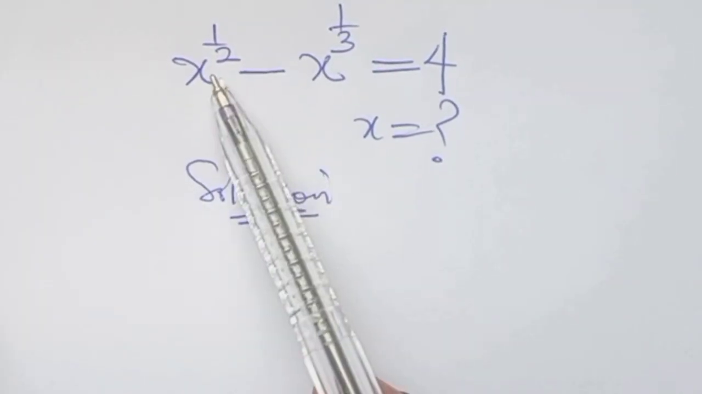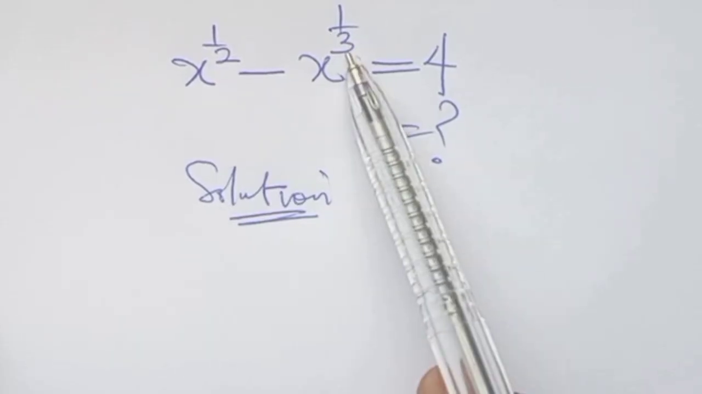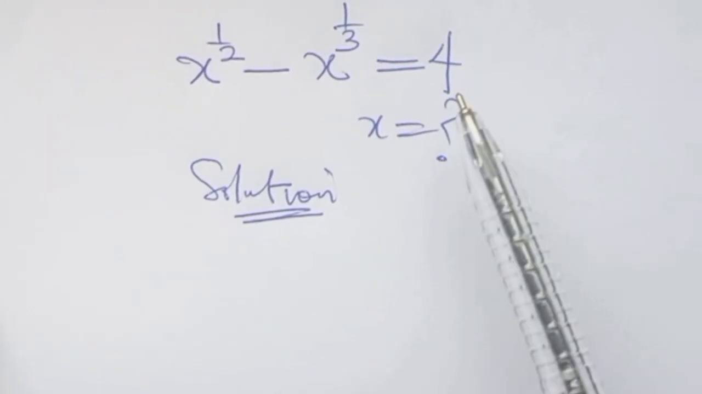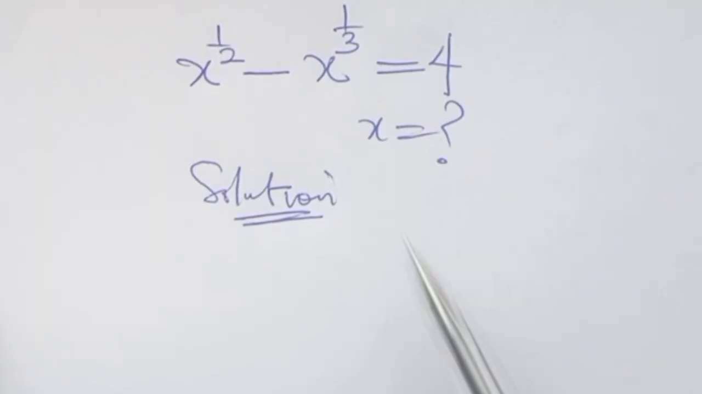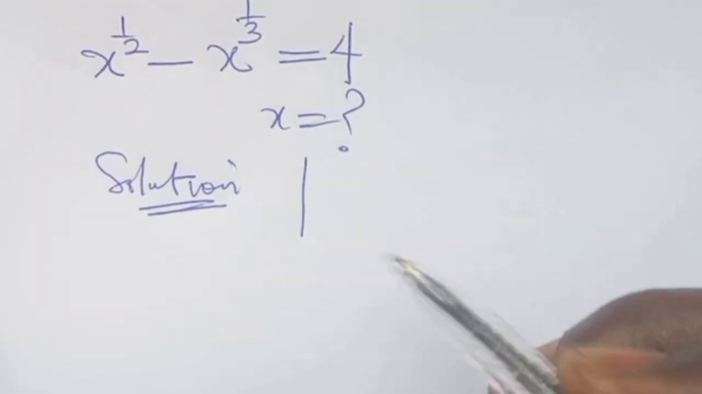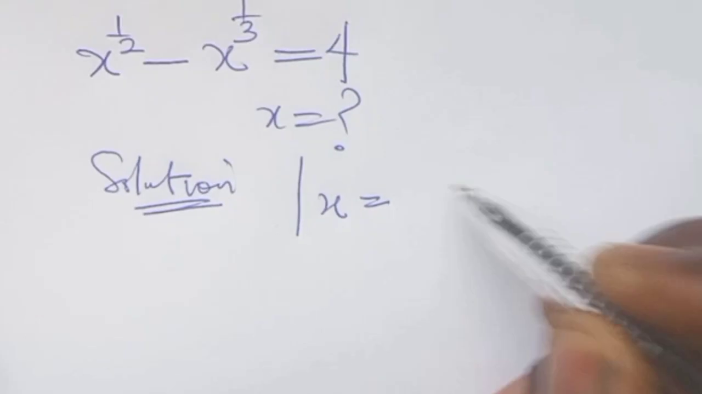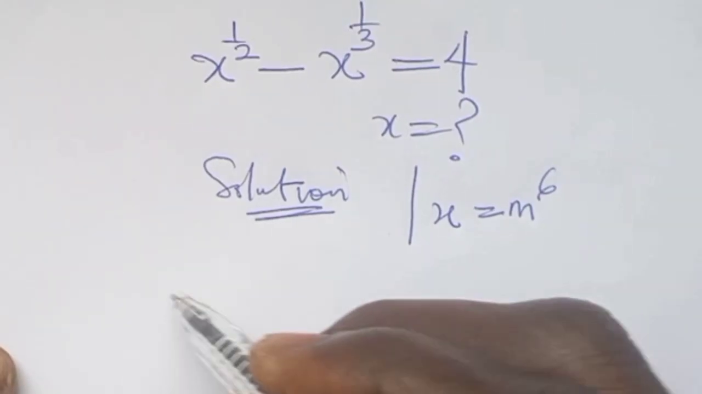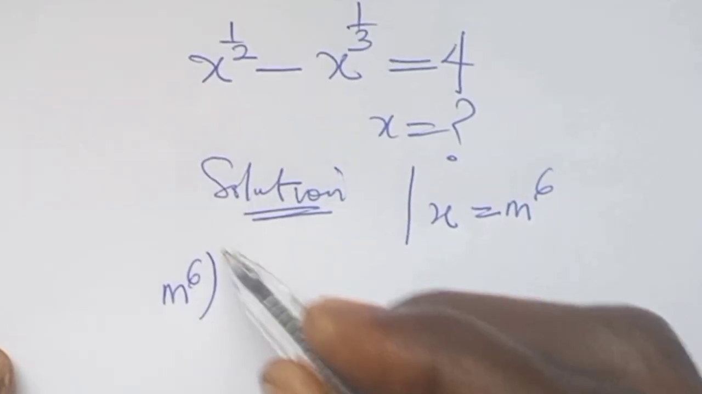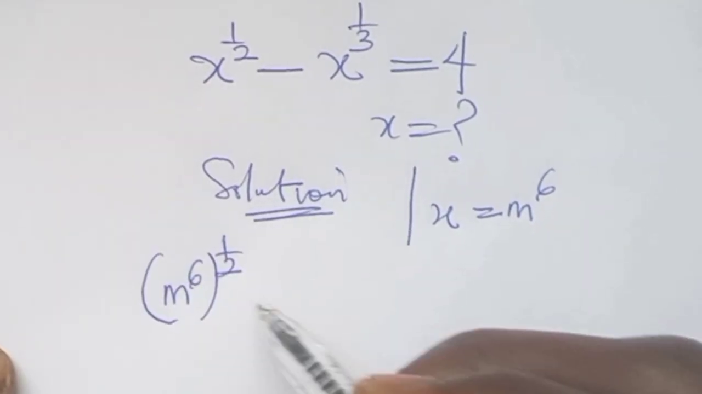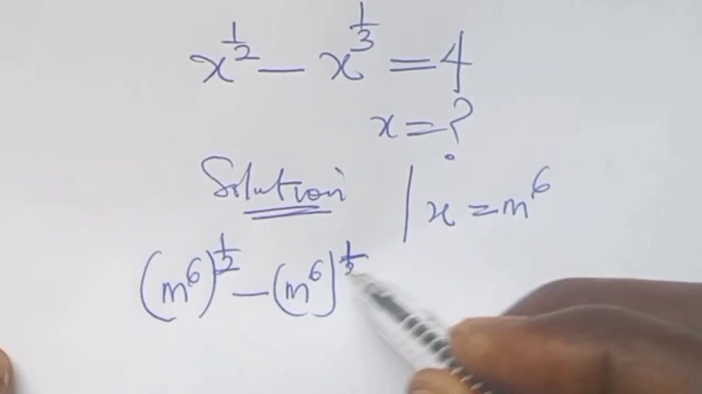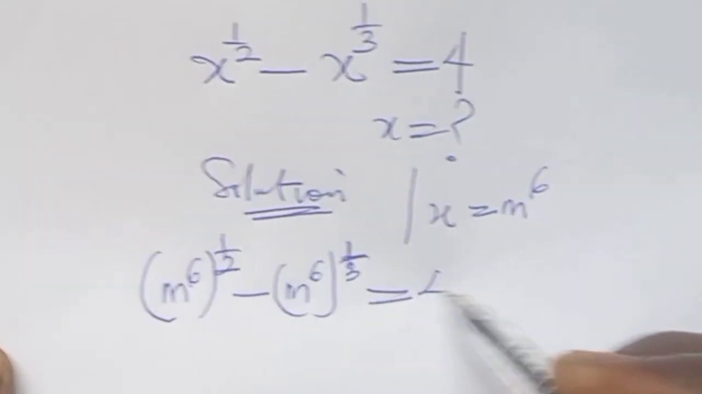If we consider the denominator of the powers, 2 and 3 respectively, we can drive our solution to difference of 2 cubes and difference of 2 squares. And if we say let x be equal to m to the power of 6, our equation therefore becomes m to the power of 6 to the power of 1 over 2 minus m to the power of 6 also to the power of 1 over 3. It is all equal to 4.